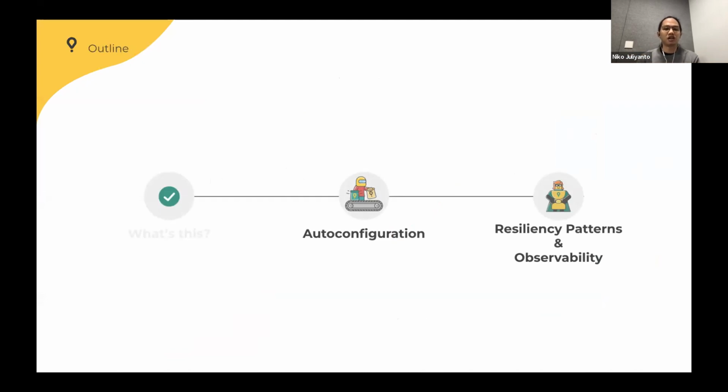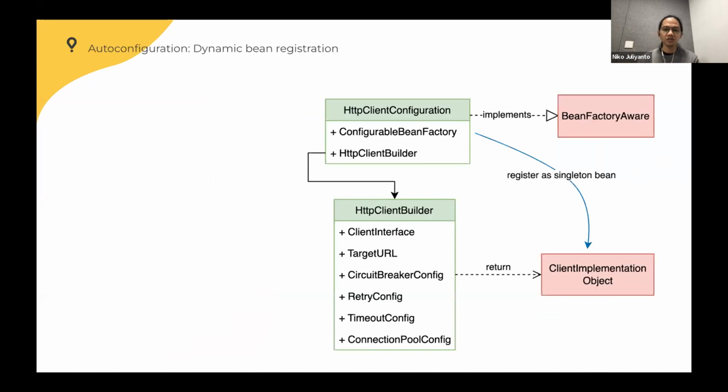Next one, we go into more detail on how we set up the auto configuration. So the auto configuration is responsible for basically two things: build the client implementation and also register the client implementation object to the Spring bean factory, the Spring bean registry. The first one, we have an HTTP client configuration class. This class is implementing BeanFactoryAware, and by implementing this, it's able to access the configurable bean factory, where during the application initialization, it will build the client implementation, invoking the client builder, and then register it to the Spring bean registry.